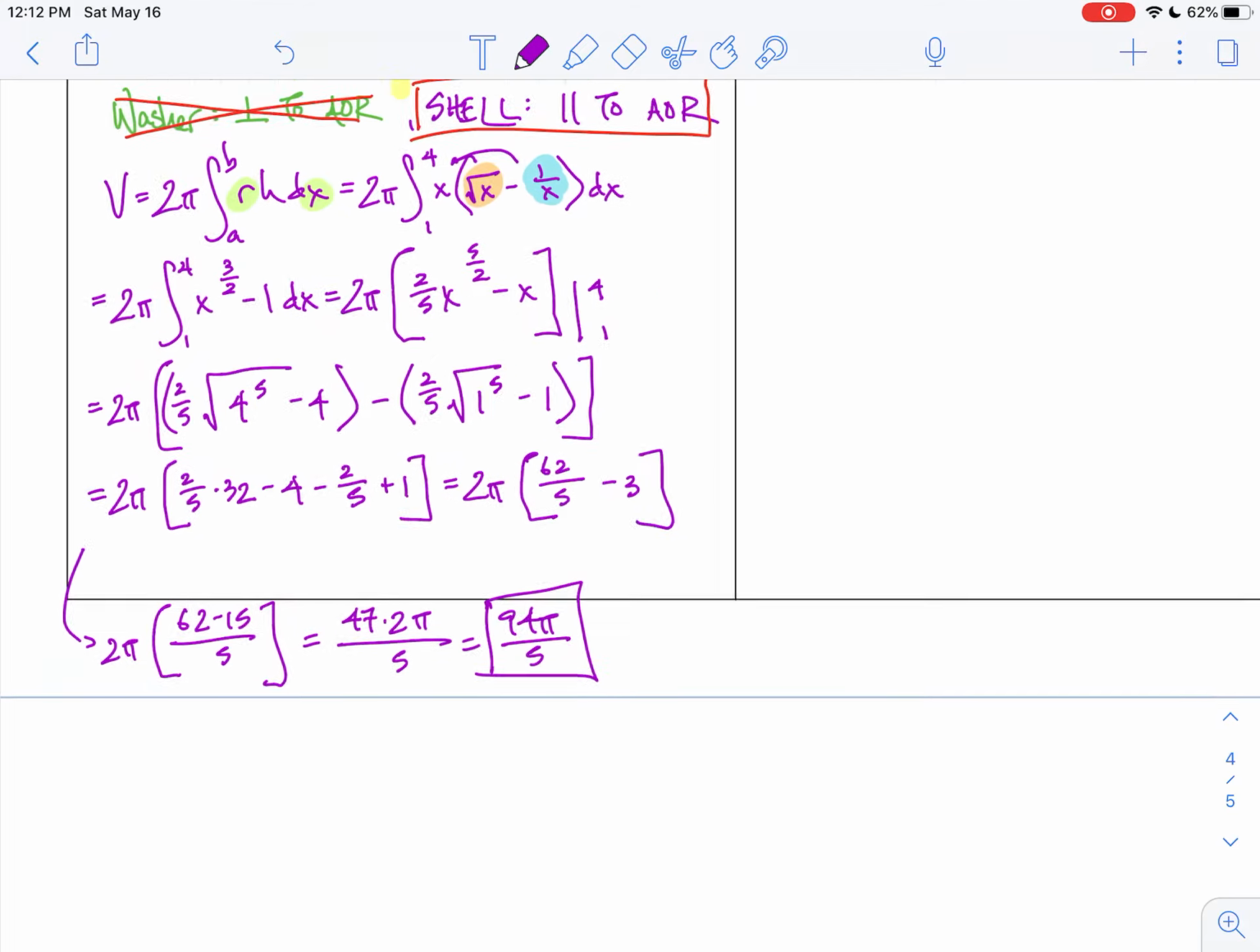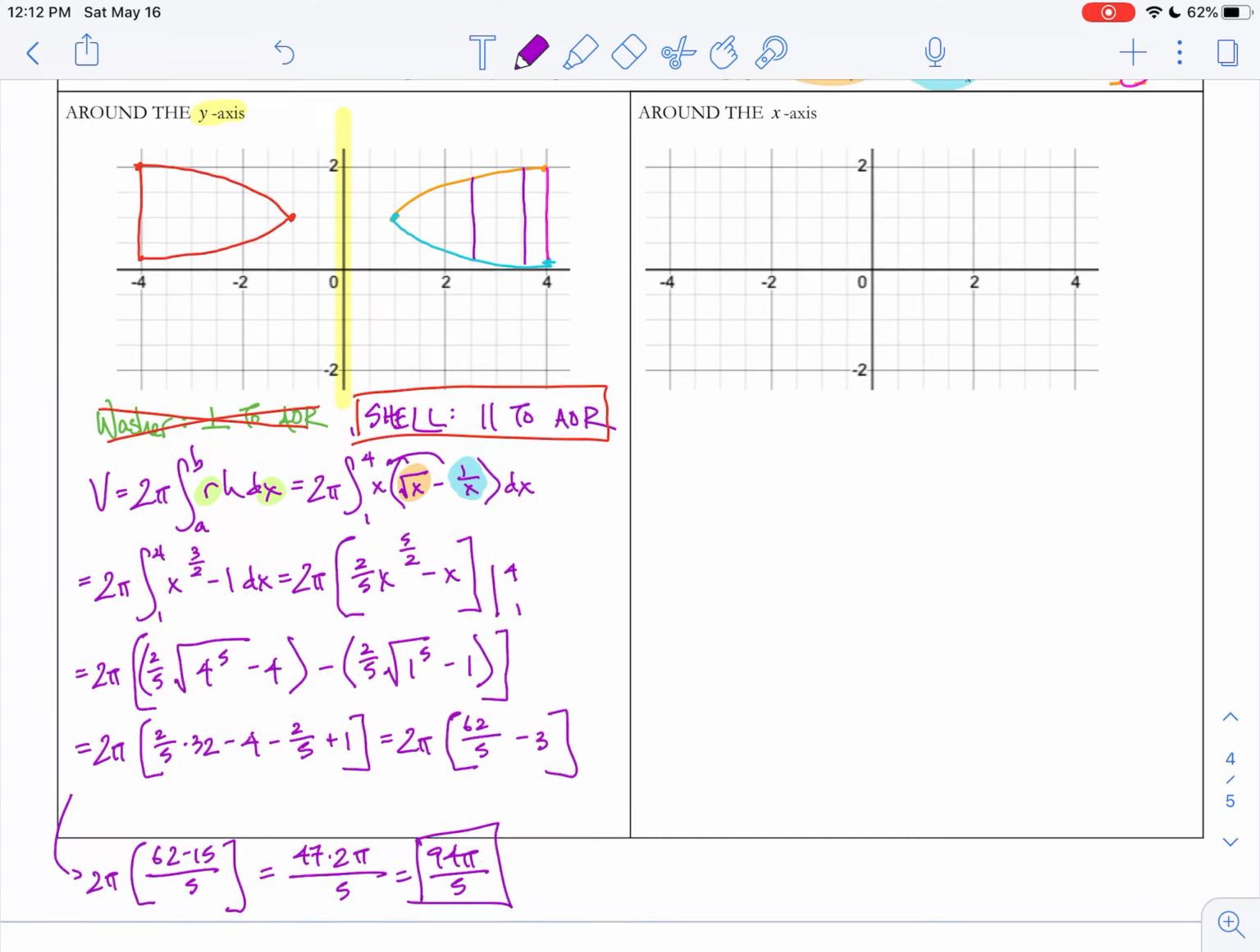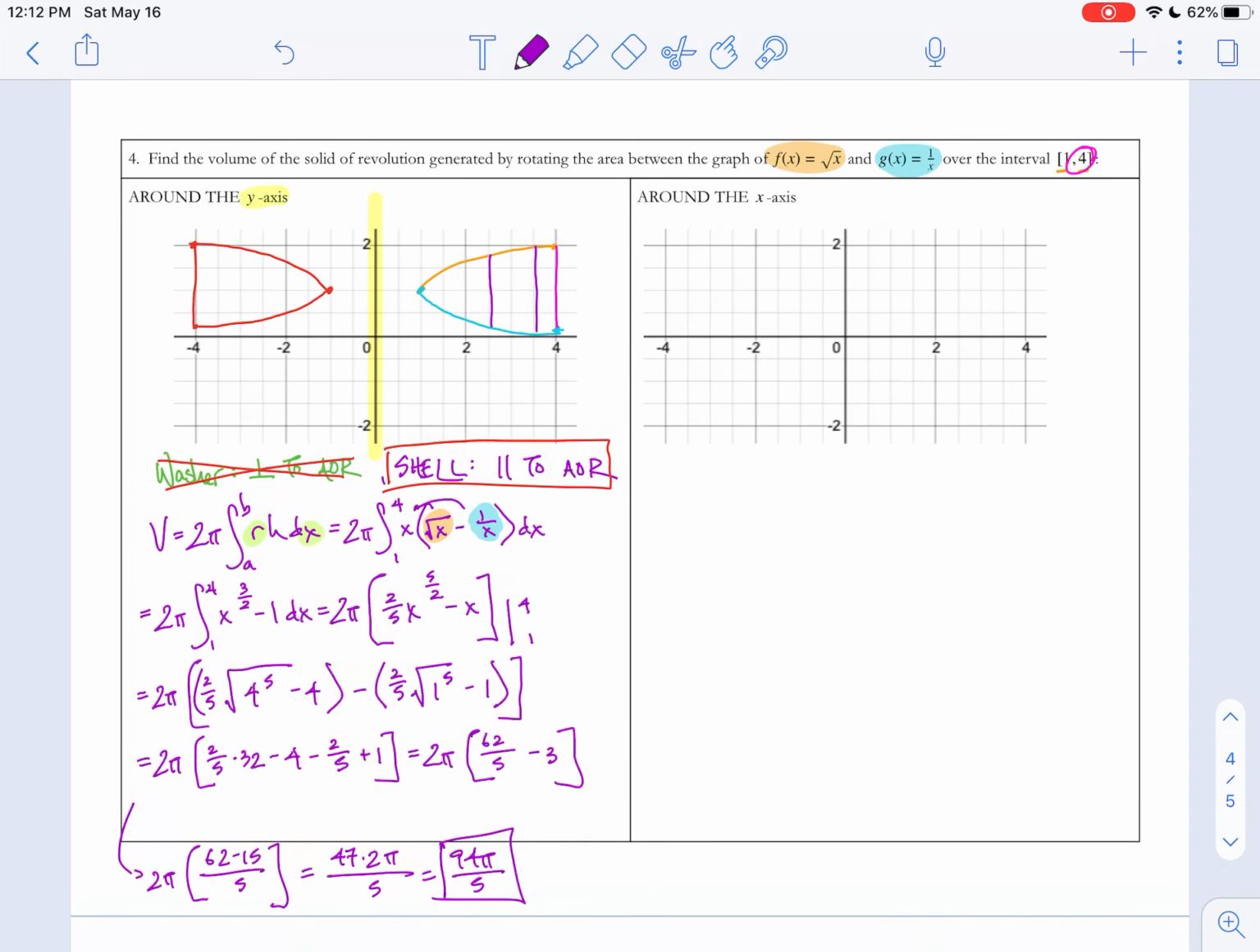Okay, let me zoom back out so you can see the whole problem. And so that is the method that we chose, shell method, again, because it led to an easier integral.